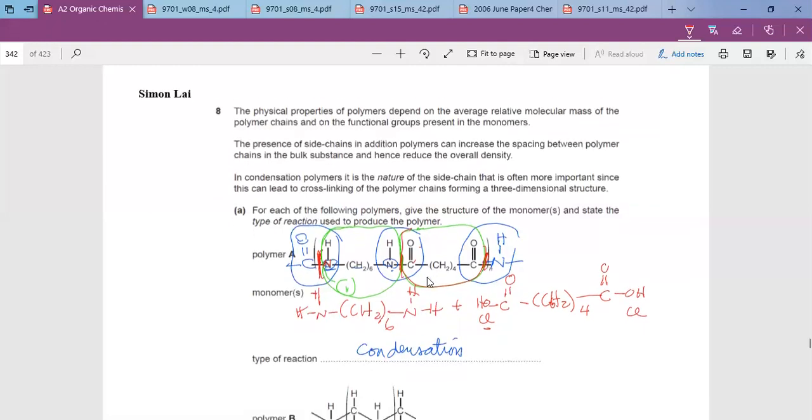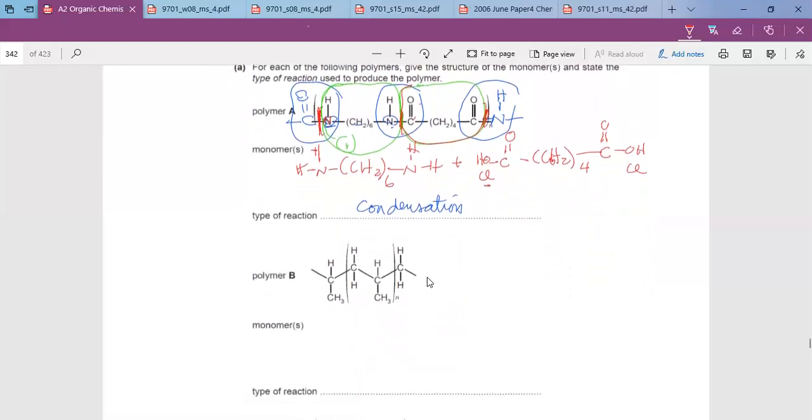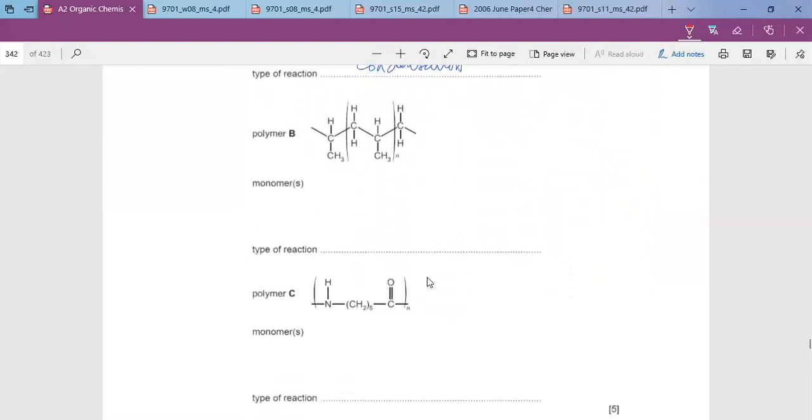Okay, now some more. B. Voila, B, of course, you can see the main chain is all carbon, carbon, carbon, carbon, carbon, carbon, carbon. That means it must be a what? Addition, type of reaction, addition.